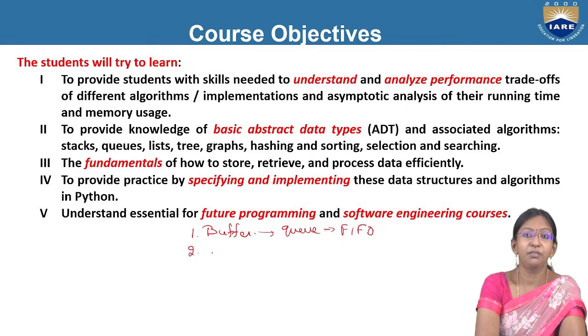For example, take a file system. Which type of data structure is used? Obviously, it is a tree, a non-linear data structure, which will be used for file systems.